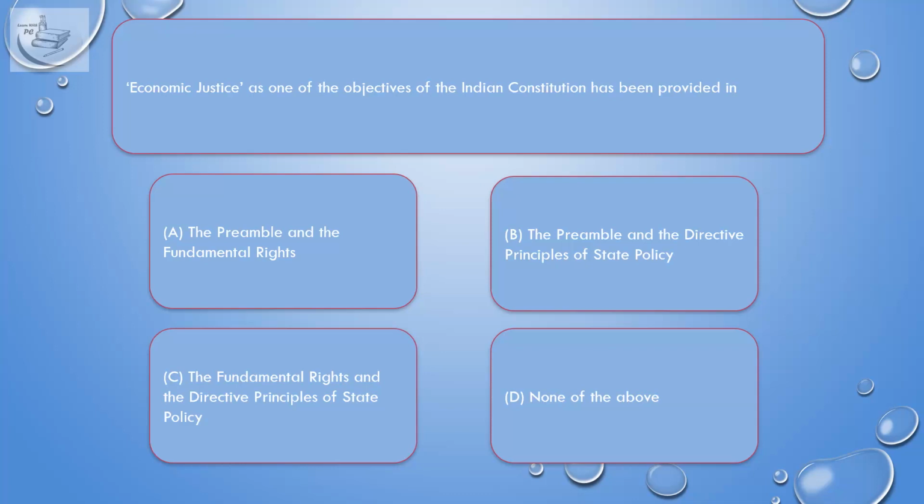Correct answer is D. Keshwanon Bharati case. Question: economic justice, as one of the objectives of the Indian Constitution, has been provided in A. the preamble and the fundamental rights. B. the preamble and the directive principles of state policy. C. the fundamental rights and the directive principles of state policy. D. none of the above.